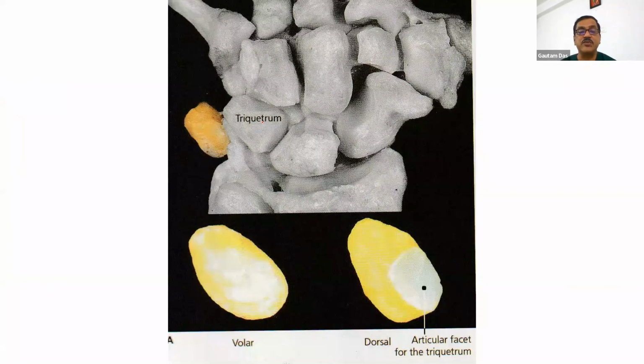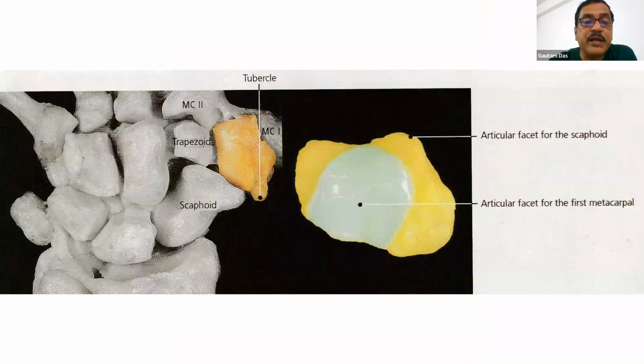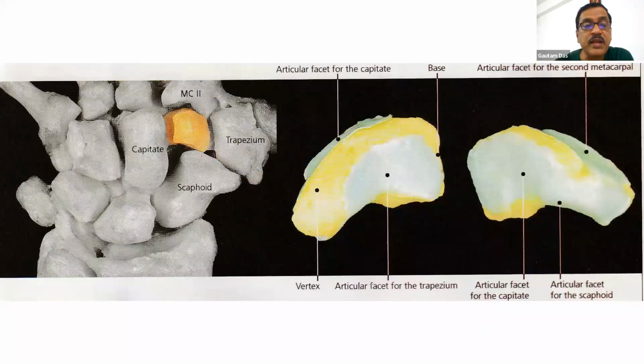Then coming to the distal row. In the distal row, from the radial side, we are starting with the trapezium. The trapezium is articulating with metacarpal 1 and metacarpal 2, as well as the scaphoid and trapezoid. The trapezium bone is not very big, and the trapezoid is still smaller. The trapezoid is articulating with the second metacarpal bone, the trapezium on this side, the capitate on this side, and the scaphoid on this side.